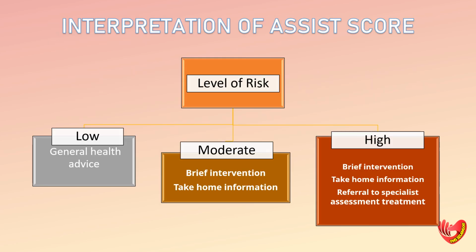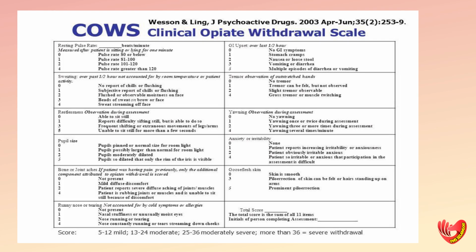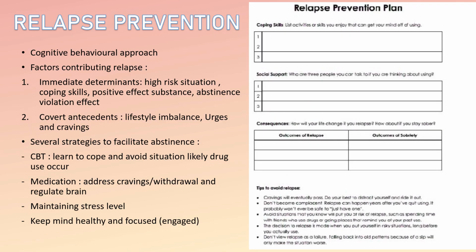So this shows the type of intervention according to the level of risk, based on interpretation of ASSIST score from low, moderate to high. This is the COWS or Clinical Opiate Withdrawal Scale to assess the severity of withdrawal in opiate cases. In substance use disorder, after starting treatment, it is also important to review any risk of relapse. Thus, relapse prevention is actually part and parcel of management in addiction, regardless of the substance.